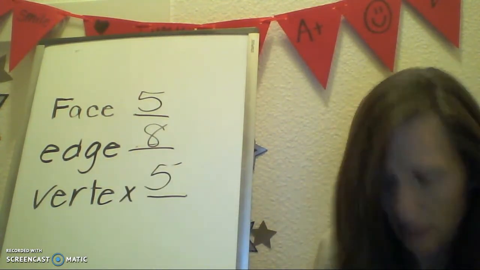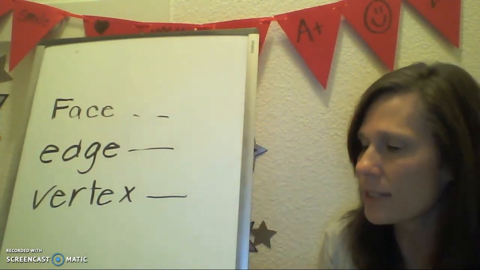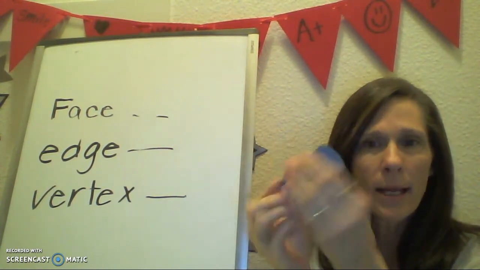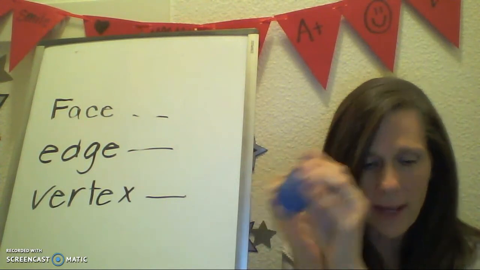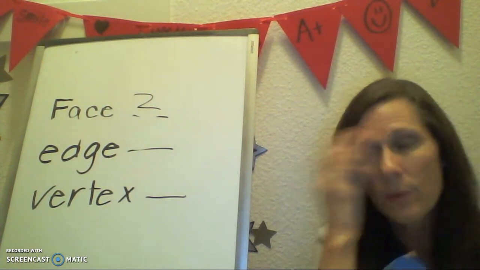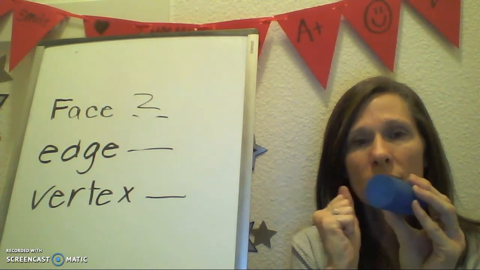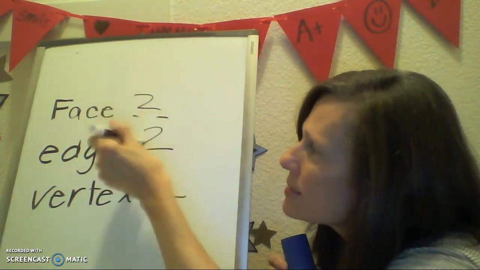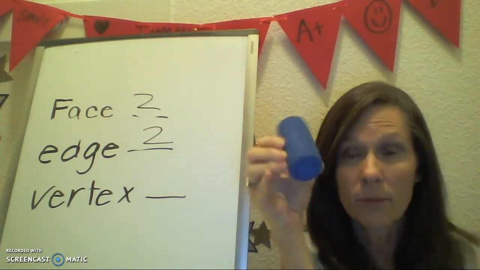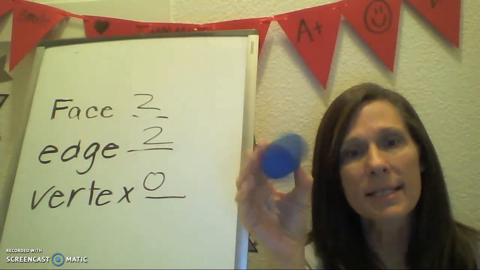Okay, so here we go. Let's go ahead and do our last one, which is the cylinder. All right, so how many faces on the cylinder? 1, 2, right? 2 faces on our cylinder. All right, and how many edges do we have? 1, 2. 2 edges on our cylinder. And how many vertices or vertex? 0, right? 0 vertices. Okay, so that would make up our cylinder.